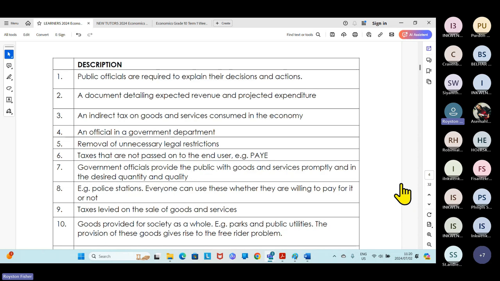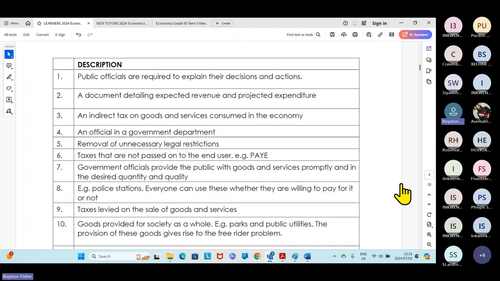Number four, an official in a government department, and that is known as a, St. Andrew said civil servant. Civil servant, I would say, is acceptable, but the correct term would be a bureaucrat. Then, number five, the removal of unnecessary legal restrictions. And St. Andrews has said that that is deregulation. And they are correct. Thank you for your answer, Inkosi, secondary. So number five is deregulation.